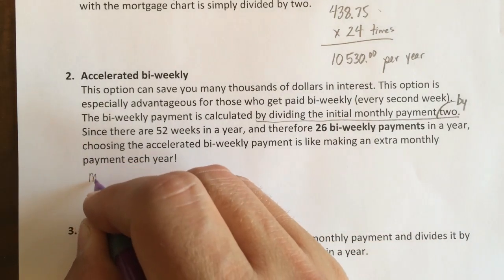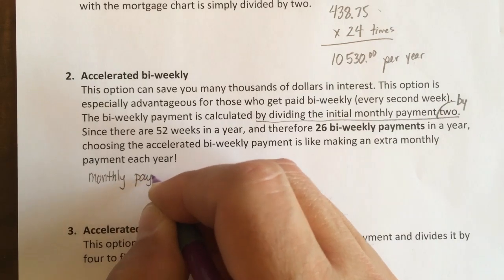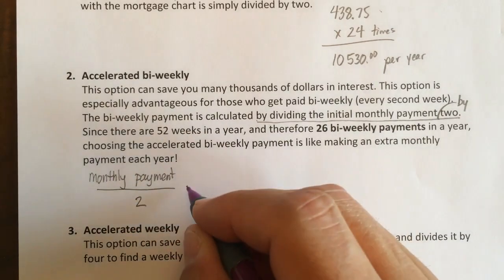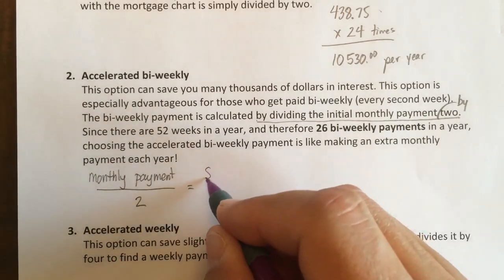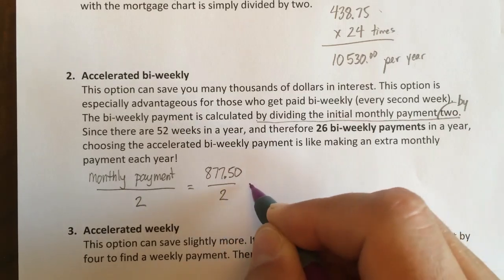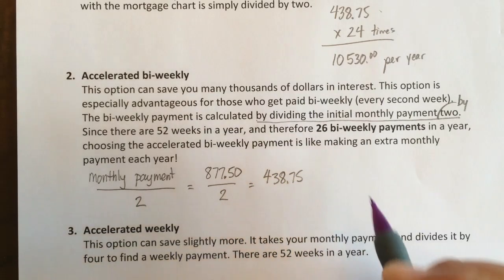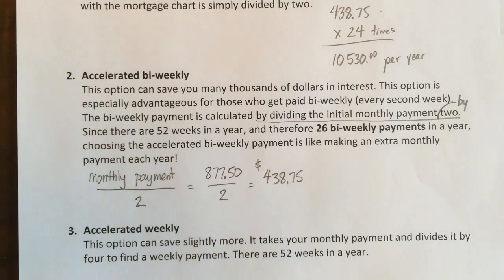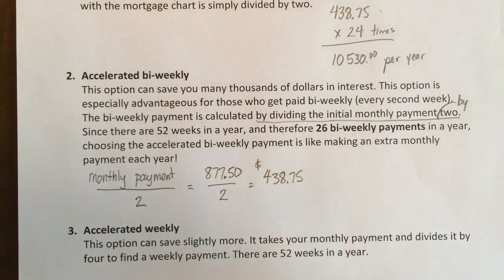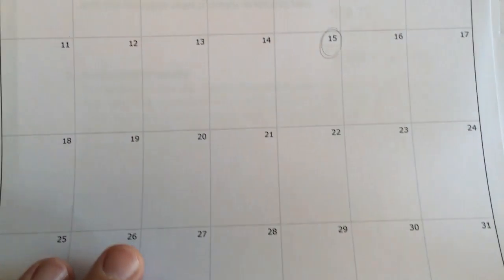So if we think about this for a little bit, what are we going to do? We're going to take our monthly payment and we're going to divide it by 2. Now for us, we know that that already is $877.50 divided by 2. And that is $438.75. We're going to pay that 26 times a year because we're doing the bi-weekly payments. How does that work? How is that different than semi-monthly?